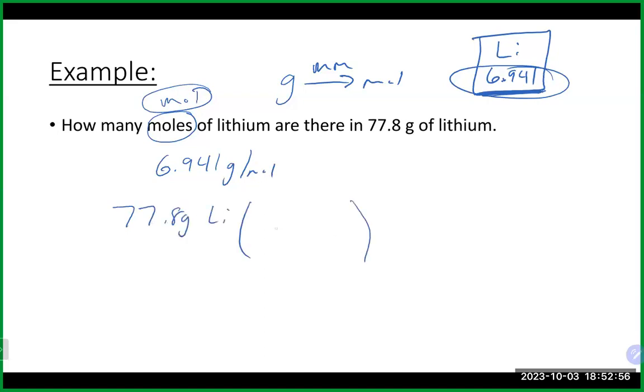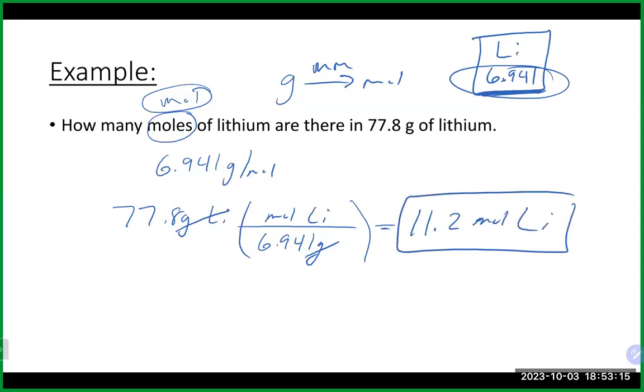We want to go opposite, so grams are going to go on the bottom. Moles will go up on top, and the grams will cancel, so we're going to divide in this case, and that's going to get us 11.2 moles of lithium when you do that. Any questions on that?